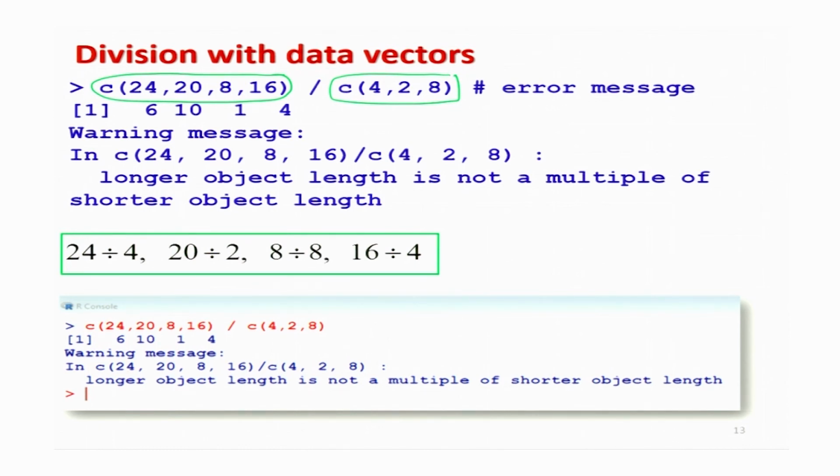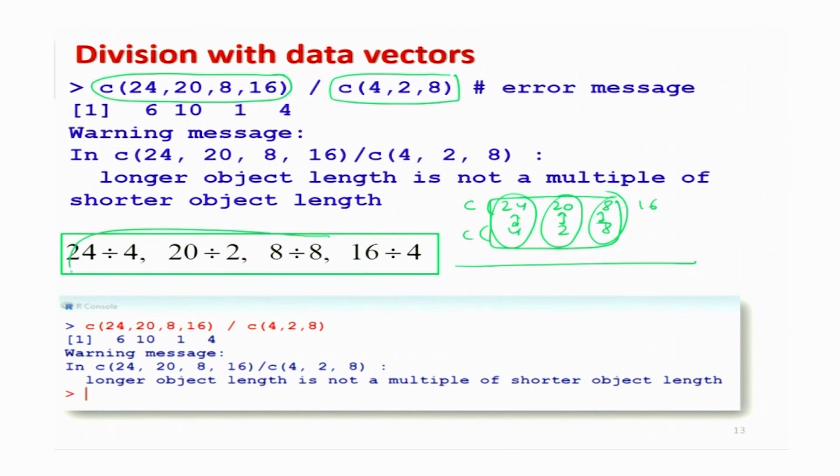So, once again the same operation will happen. It is like 24, 20, 8, 16 and then here 4, 2 and here 8, right. So, now first of all this block will be operated and the element-wise operation will be done, and then this 24 will be divided by 4, 20 will be divided by 2, 8 will be divided by 8 and then you get the answer here like this, which is 6, 10 and 1.